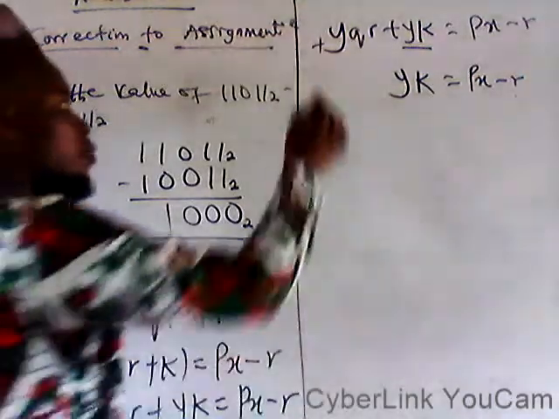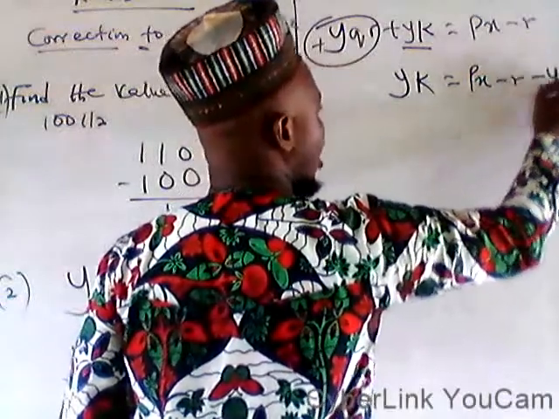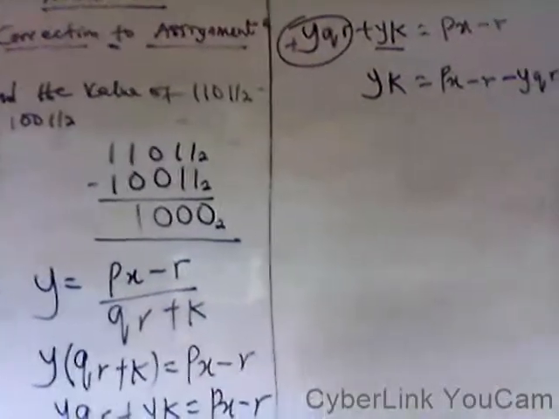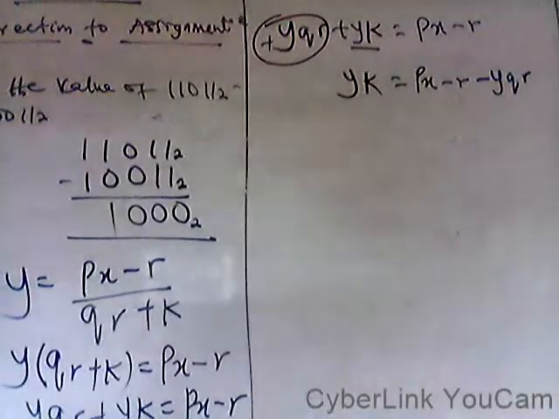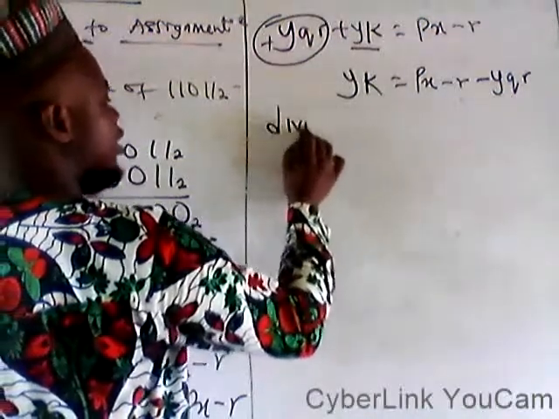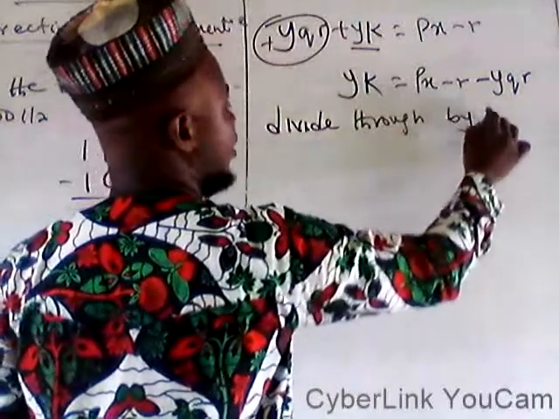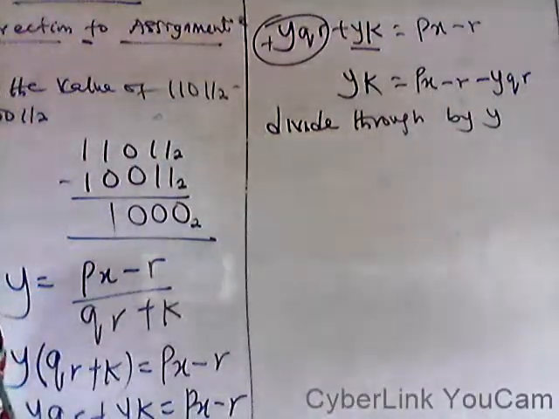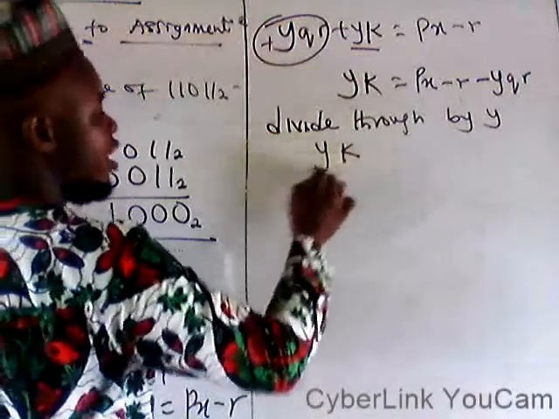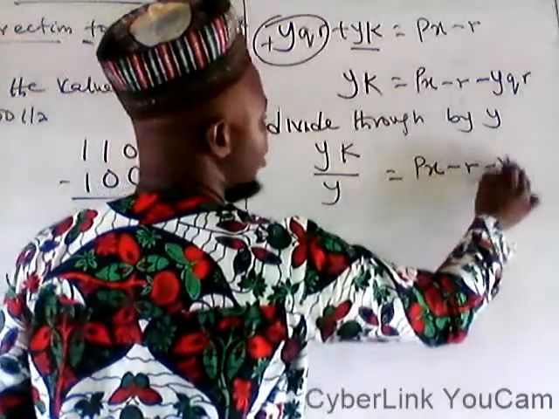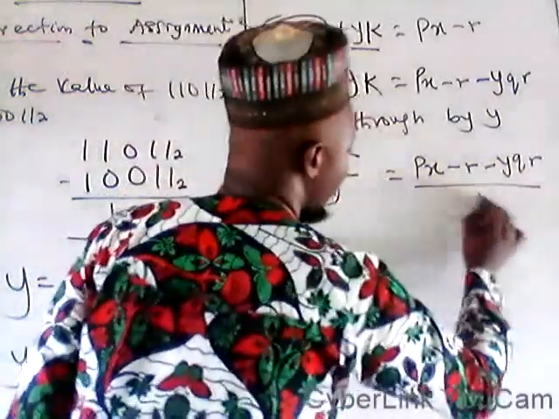What are you going to have? The plus turns to minus. So you have minus yqr. And you have to make K the subject of formula. You are going to divide through by y. Right? So what do you have? Yk over y equals Px minus R minus yqr, everything over y.